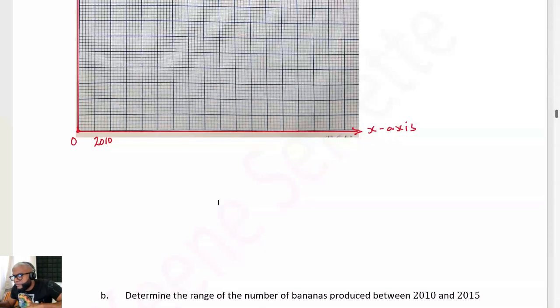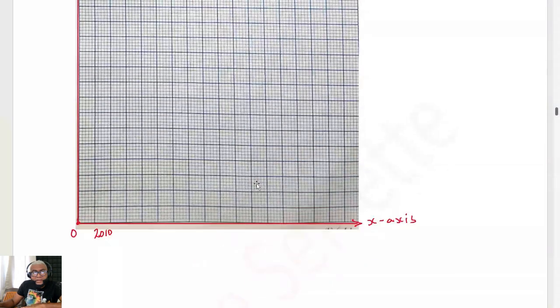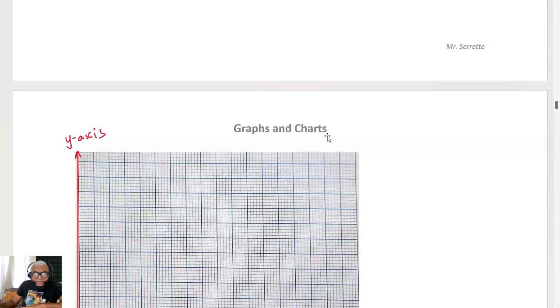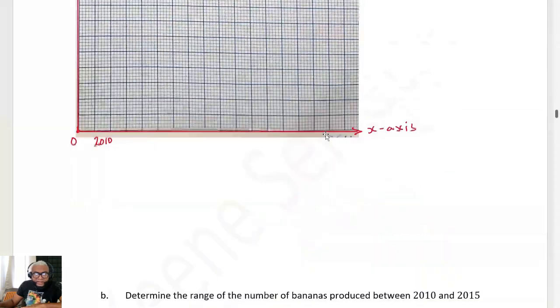What was the scale for the y-axis? Somebody belt it out. 1 centimeter to 25 tons. You sure it's 1 centimeter to 25? I think it's 2 centimeters to 25. No, it's one, you're correct. So it is 1 centimeter to 25 tons, so we count in 25. There you go, so you have 25.